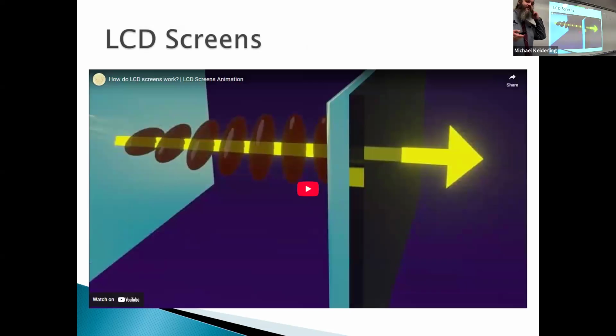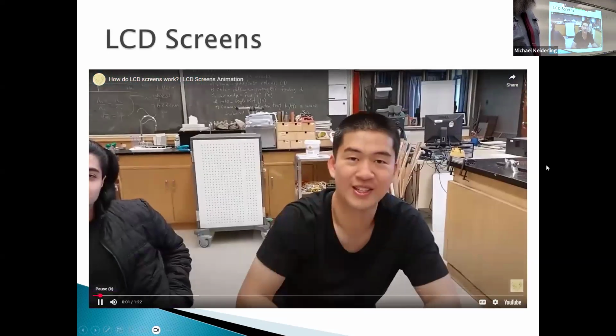LCD screens also use polarization. I believe this is showing a 90-degree rotation, which is how the original LCD screens worked. Modern ones have a bigger rotation. It turns out that allows you to use less electricity to twist them, and so it's more efficient. LCD screens are cool. But how do they work?